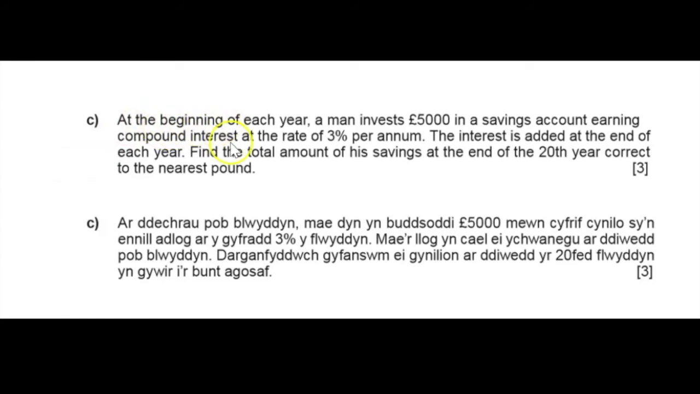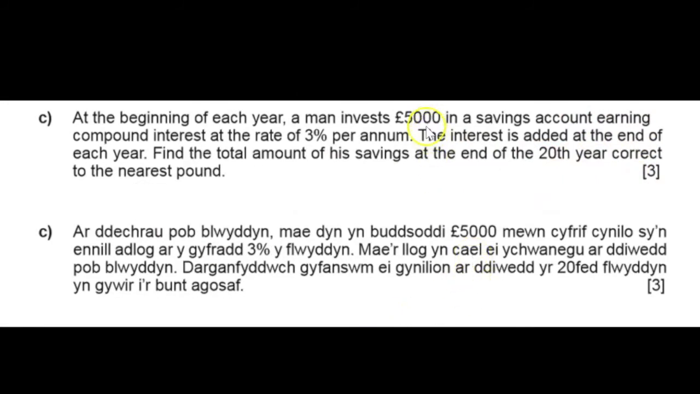We must read this carefully. It says at the beginning of each year a man invests £5,000 in a saving account. So in the first year he'll put in 5,000, in the second year he'll put in 5,000, third year he'll put in 5,000, and then we have to deal with the interest as well. So the first £5,000 that he invests earns interest for 20 years, and so it is worth 5,000 times 1.03 to the power 20.